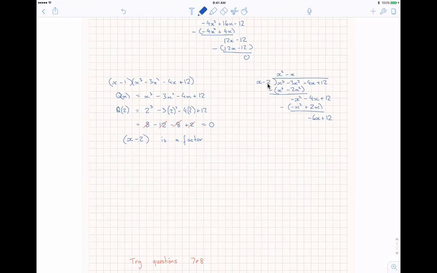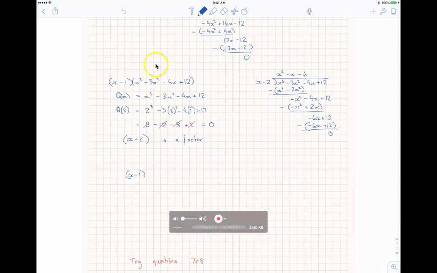We need to multiply x by minus 6 to get minus 6x. Minus 6 times minus 2 is plus 12. And when we subtract those, we get 0, which is what we require. So now we're down to the original factor that we found, which is the x minus 1.